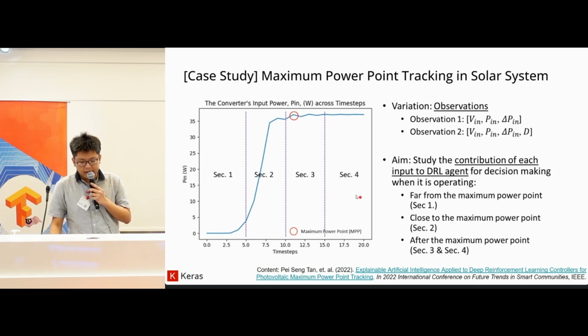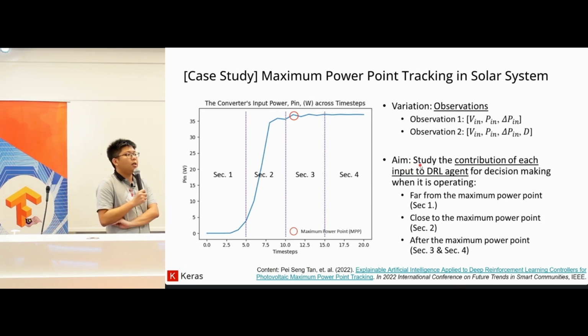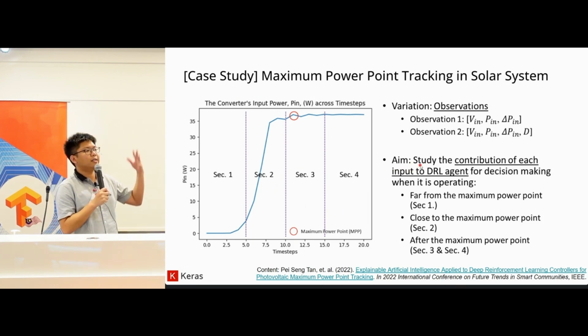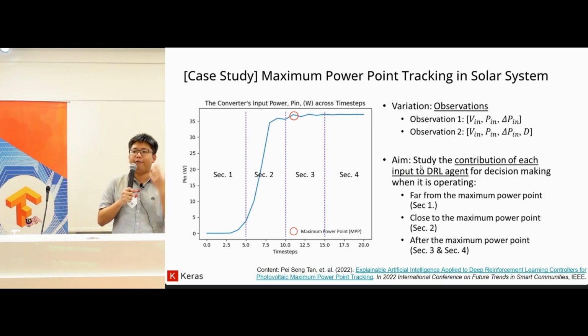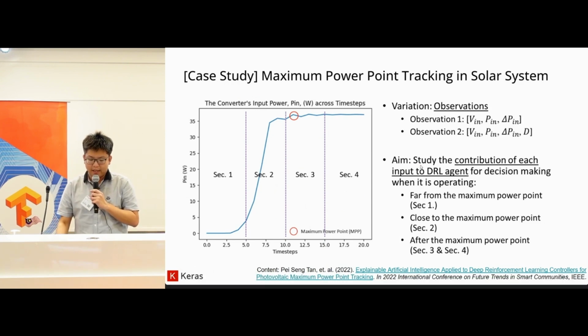So my aim here is to study the contribution of each input to the deep reinforcement learning agent, because now I have 3 observations and I have 4 observations. I don't know whether D is really important or not. From here, I want to study.